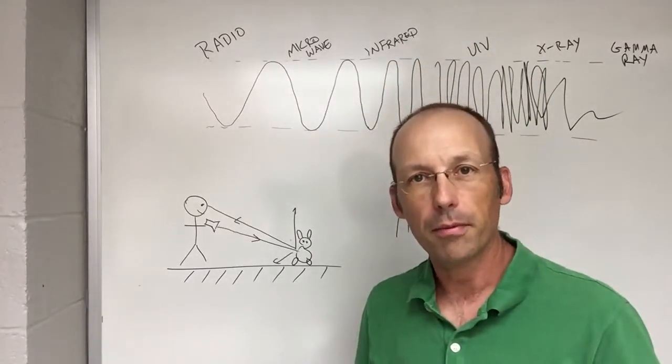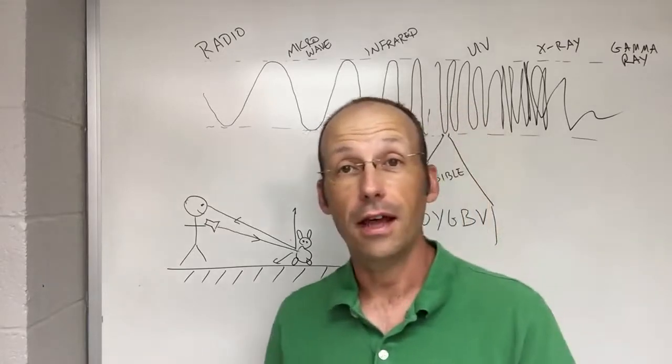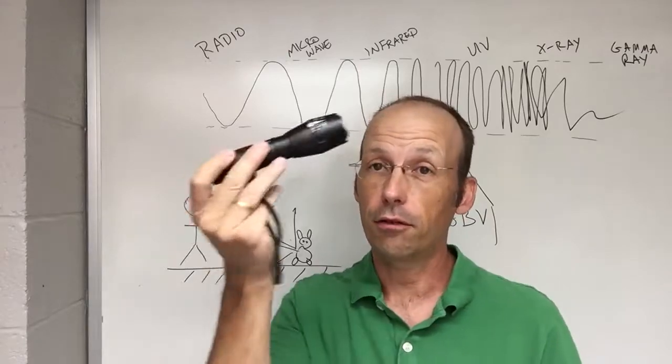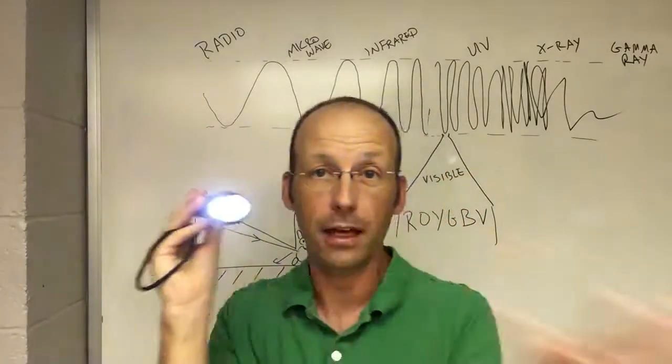Okay, so we have a problem. How do you see things if it's dark outside? Or if it's dark inside? How do you find out where you are? Well, normally we can use something like this. You've probably seen one. It's a flashlight, right? So I just turn it on and light comes out.